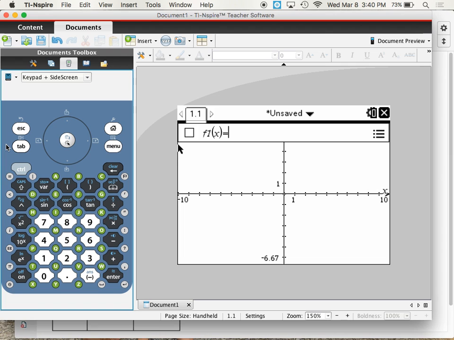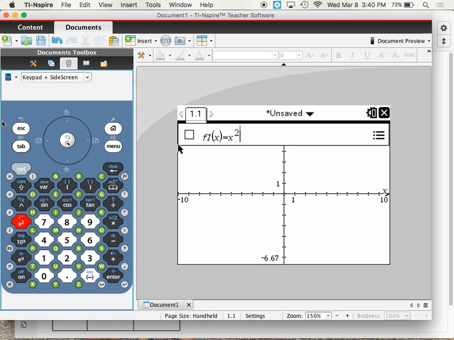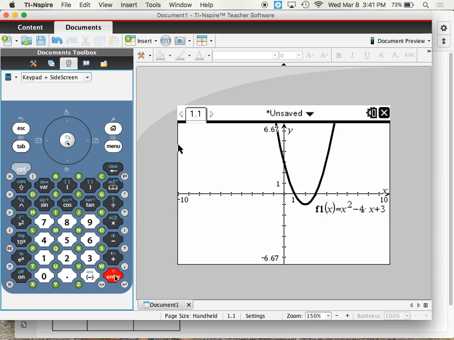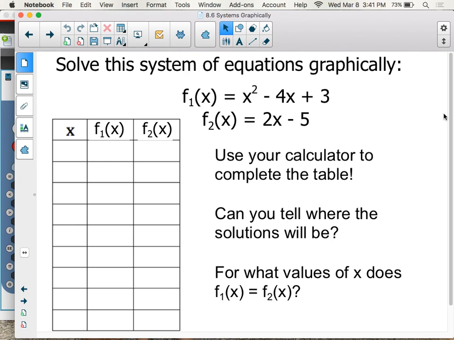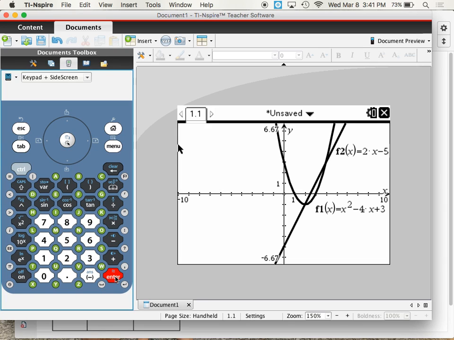So my calculator is right here. So I'll type x squared. I forgot what the rest of the equation was. x squared minus 4x plus 3. x squared, subtract 4x, add 3. Press enter. There's our graph, looking good. So to get another one, let's press tab. And the other equation, I believe, function 2 was 2x minus 5. Let's graph that. 2x subtract 5. Enter. There's our graph.